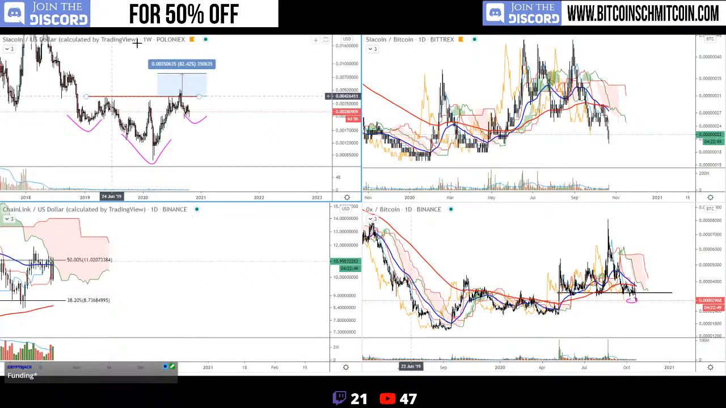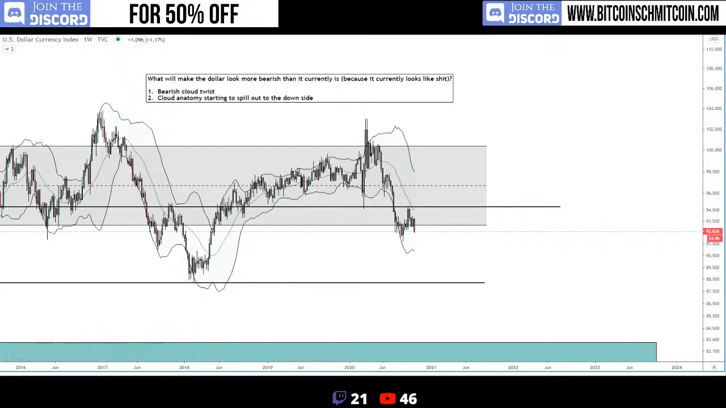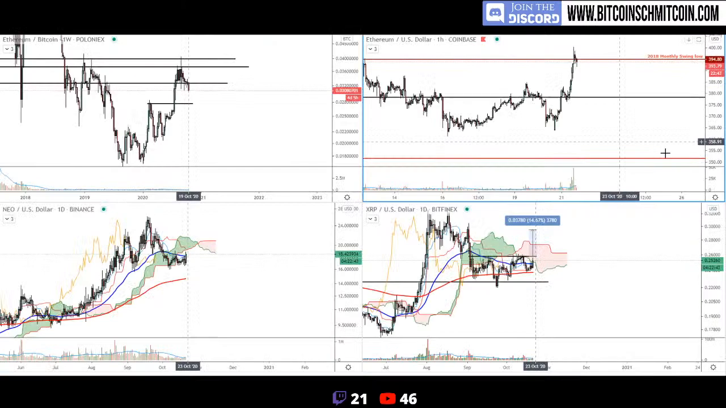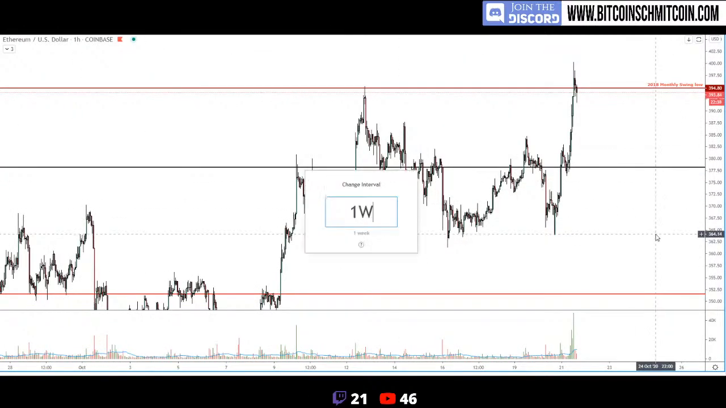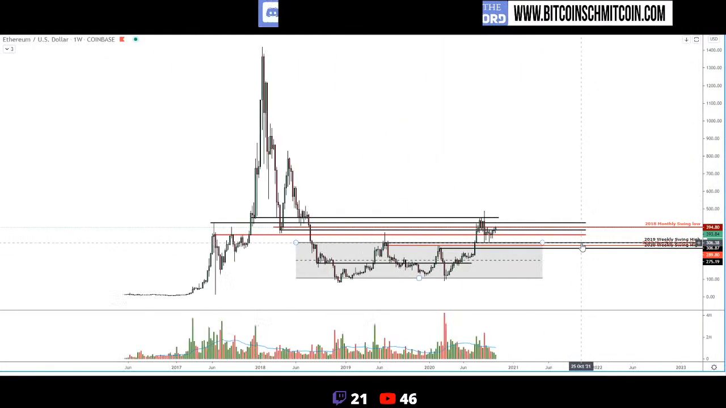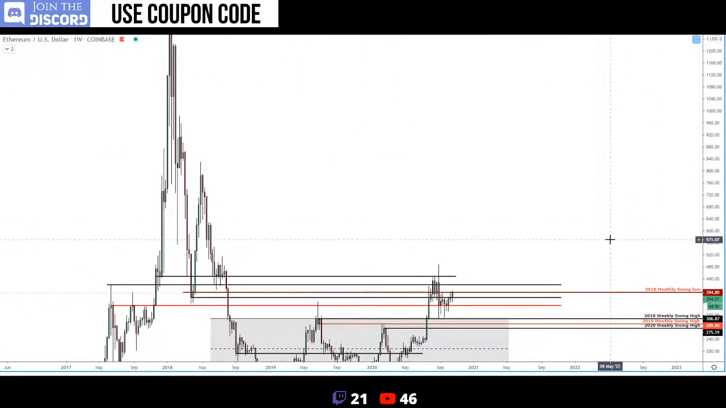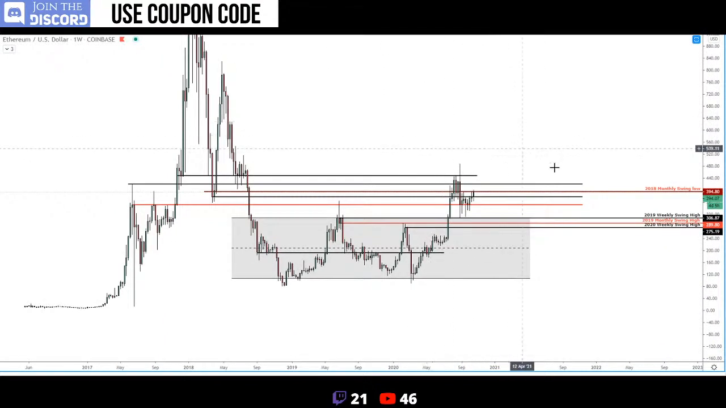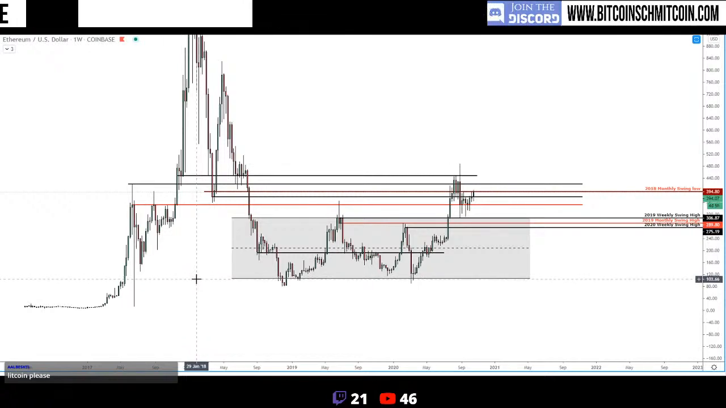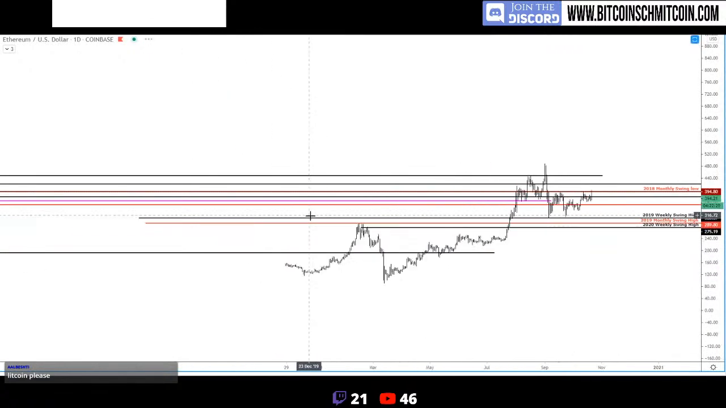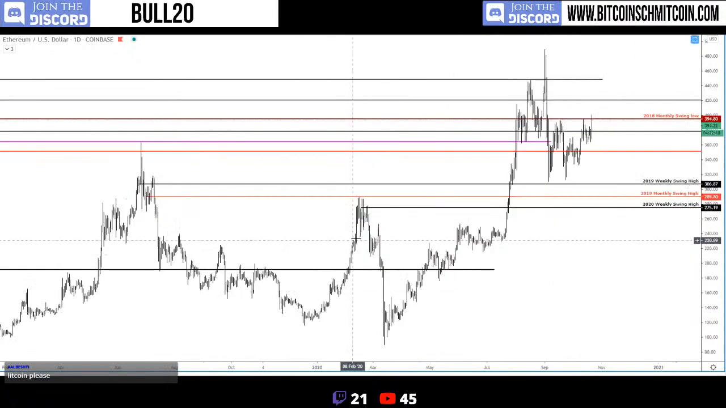Okay, so where are we? Where's Ether? Let's reorganize this real quick. All right, so we got Ether. I think Ether on the weekly view is the perfect lens through which to analyze this market. It's by far the cleanest. That's not to say the daily doesn't look clean. It's just a bit choppy.